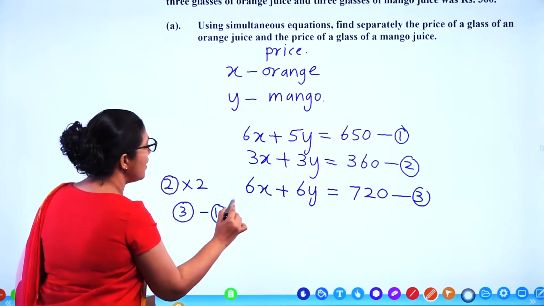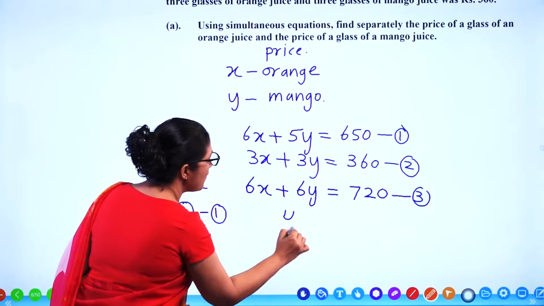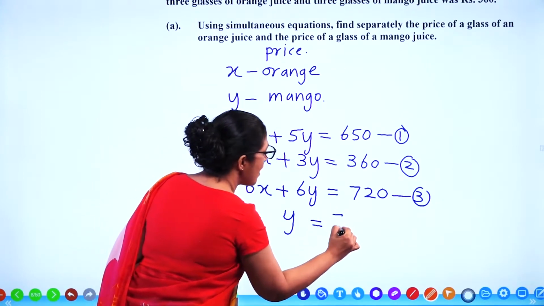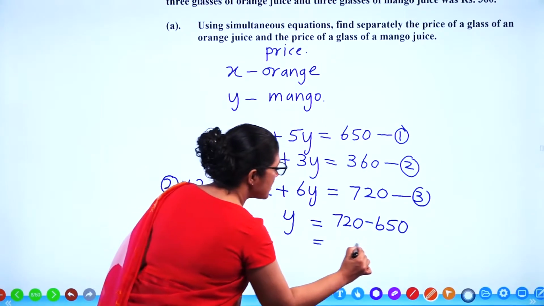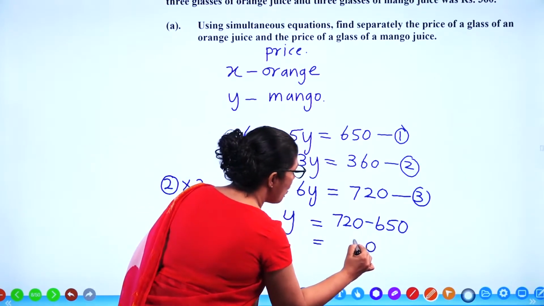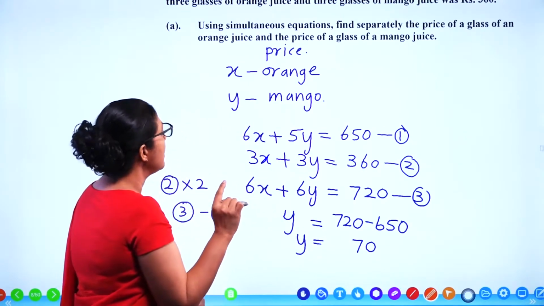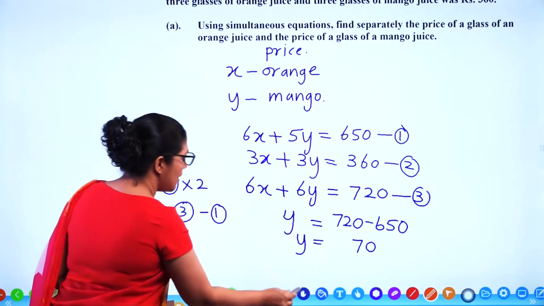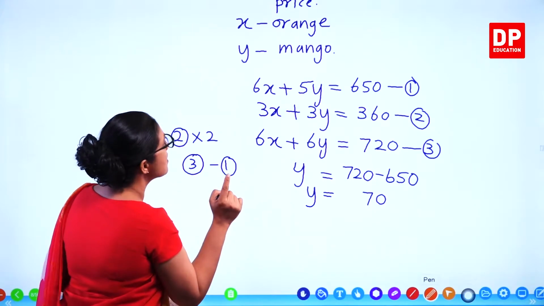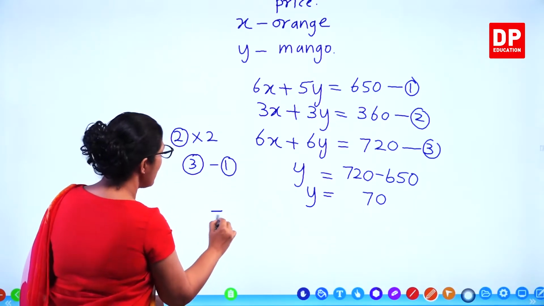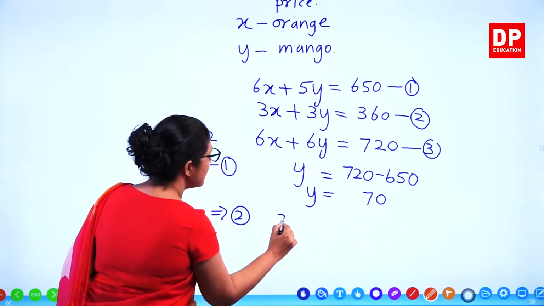Now we can subtract. 6x minus 6x, x gets cancelled out, 6y minus 5y, that's y equals 720 minus 650. So you get 70. So that's y equals 70. Then you plug y equals 70 into any of these equations. So let's take the second equation, substitute that and find x.